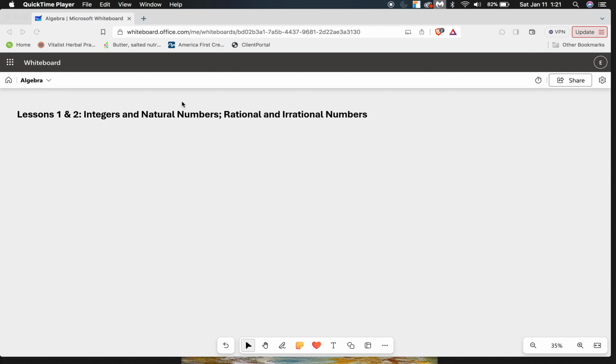Alright, so starting out with lessons 1 and 2, we're just going to be talking about the names of numbers. A lot of numbers have very specific names depending on what type of number they are, and these names can be helpful in some very specific but also more areas than you might think.